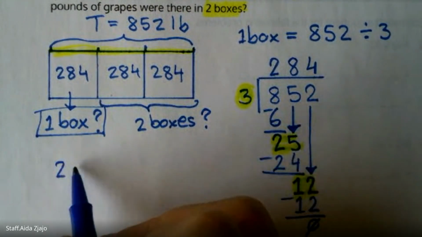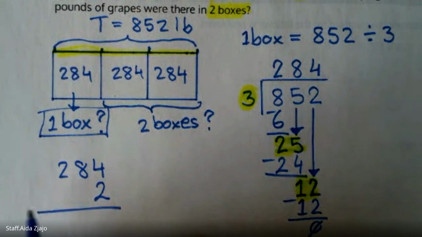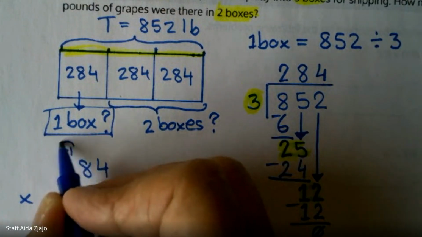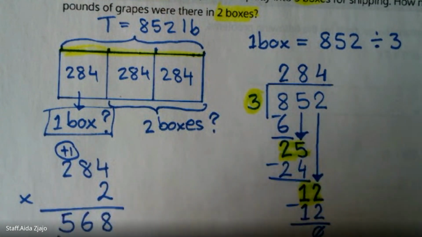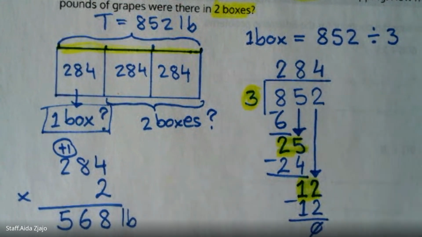So 284 times 2. 2 times 4 is 8. 2 times 8 is 16. I remember the 100. 2 times 2 is 4, plus 1 is 5. And that is how many pounds of grapes are in the two boxes.